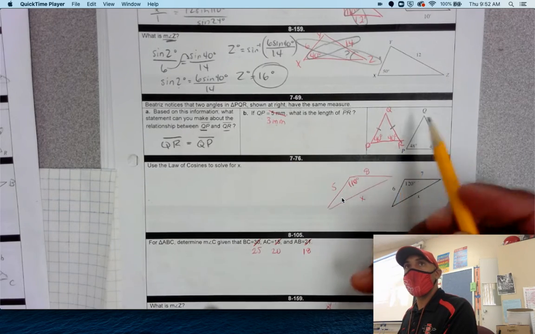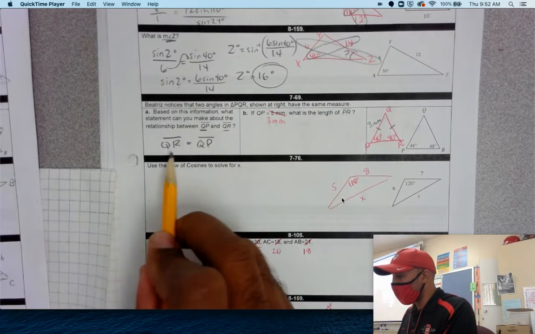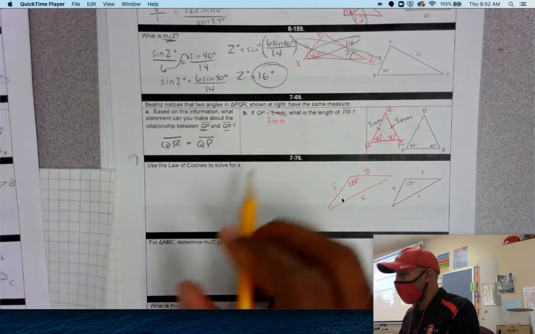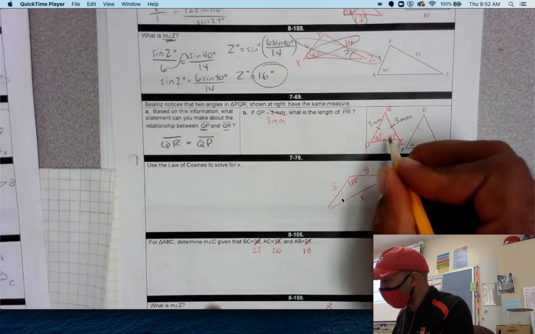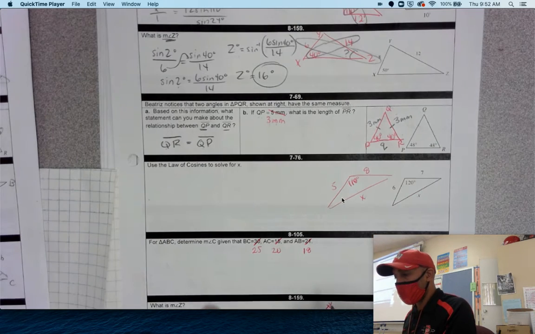So if QP is 3 millimeters, this side, and we just said that QP is equal to QR, that means this is also 3 millimeters. What is the length of PR? So this side. So what I'm going to call this side, I'm going to call that little q, okay?